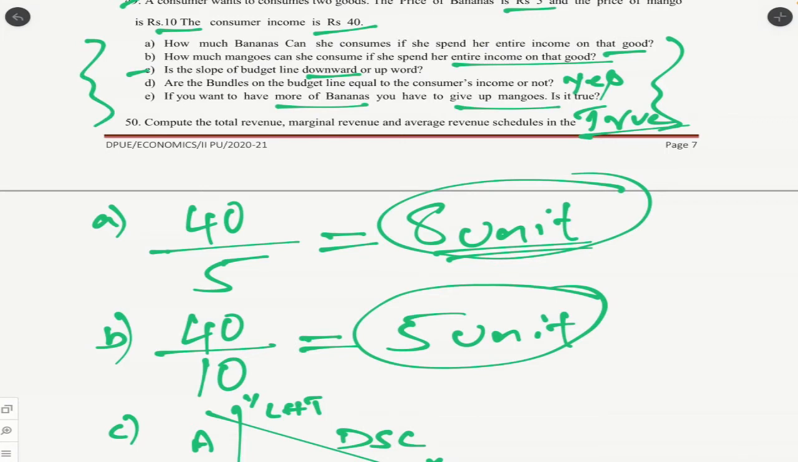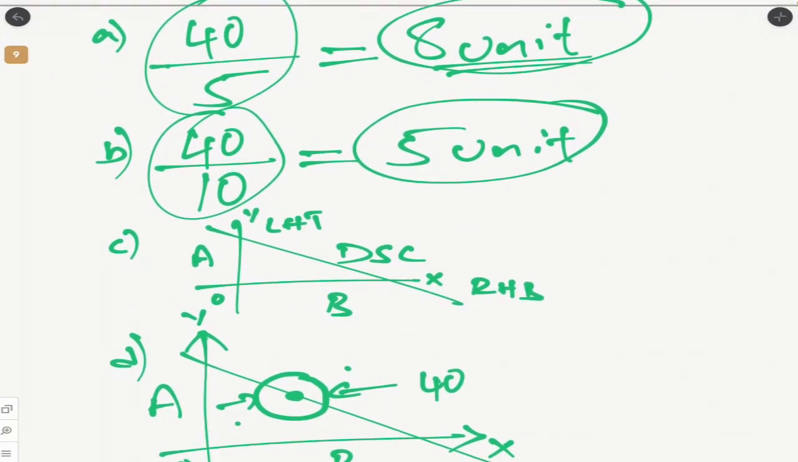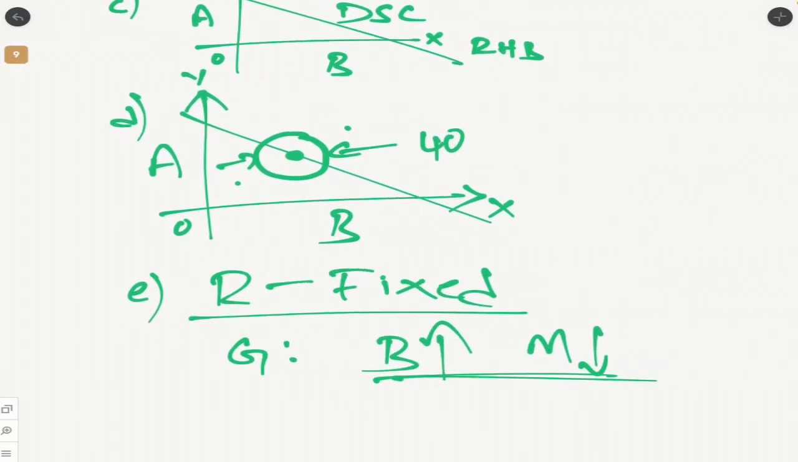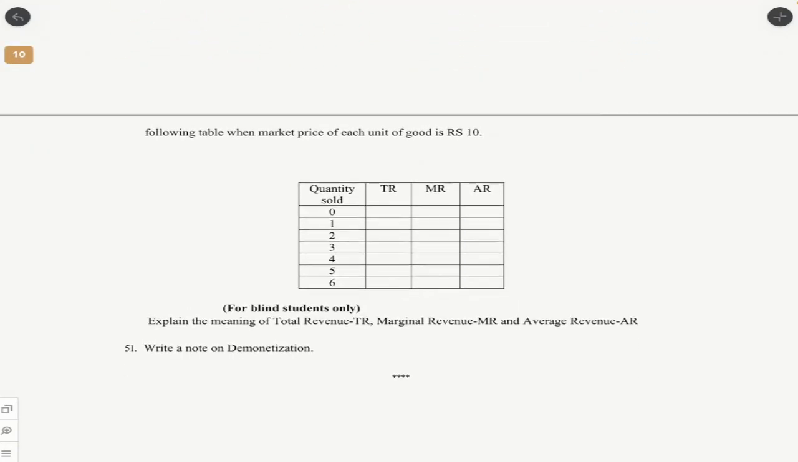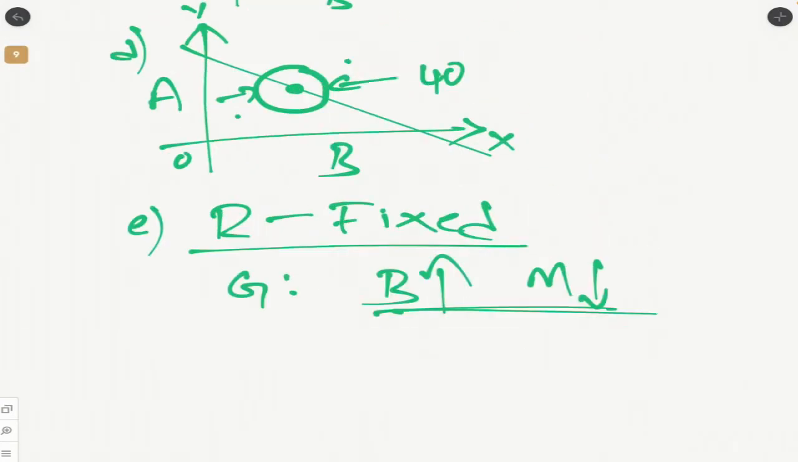Very simple. Just by answering these things in one word and applying simple division and other things, you will be able to get 5 out of 5. I hope you have understood question number 49. Let's move to question number 50. So here we have the question.